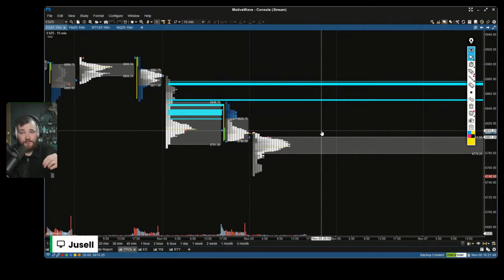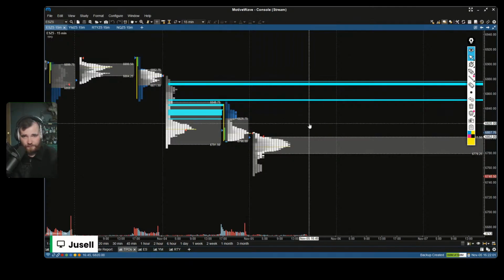Or push up, reject the previous value that we had above, and maybe even touch the singles and push back into value. So like a balanced day on both sides. That's kind of what I'm looking for. Who knows? We could still have a trend continuation to the downside as well, but this is what my trade plan is for today in ES.